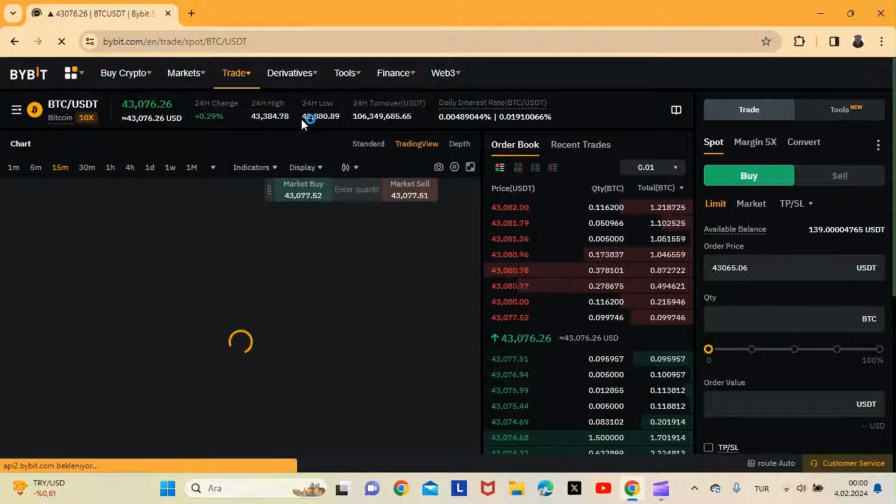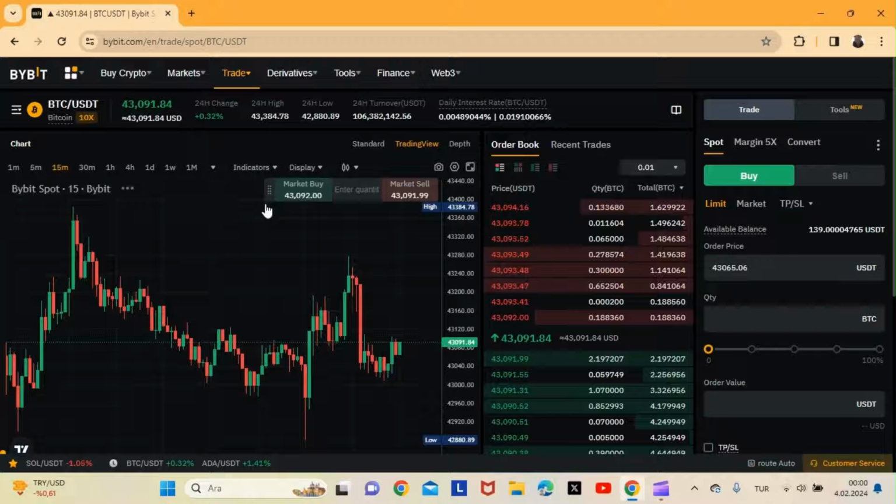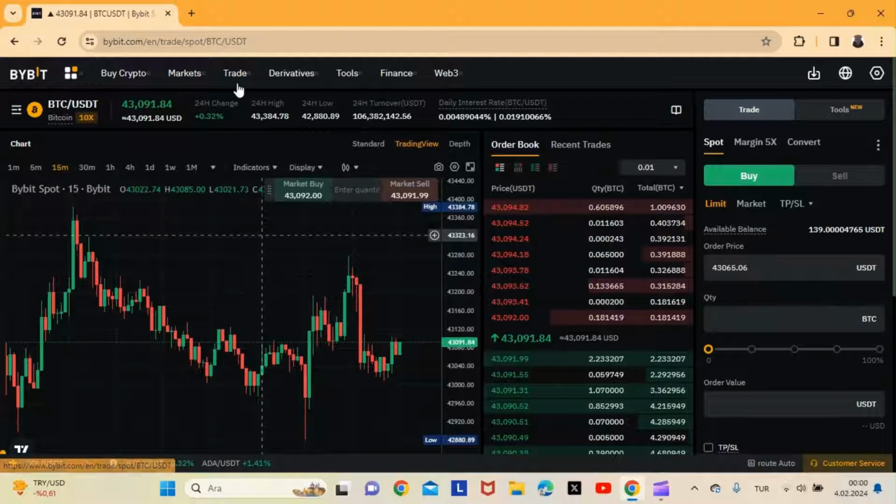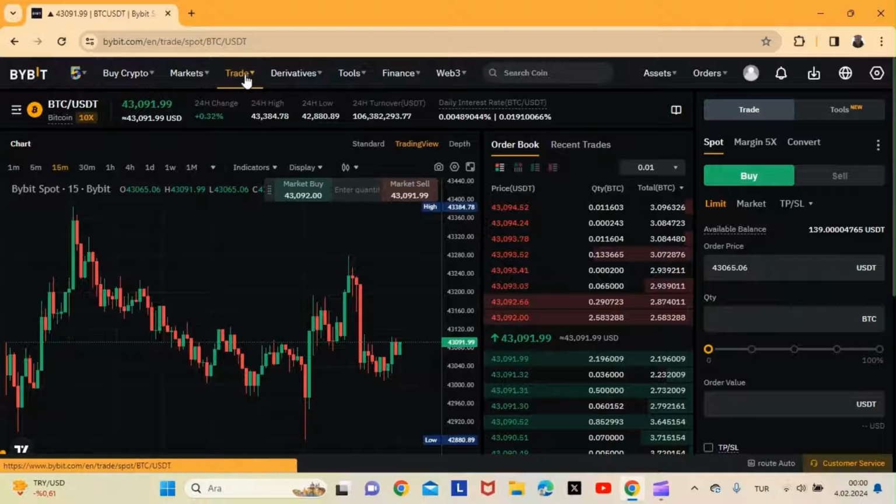So let's just wait for this page to load and I'm going to explain everything you are seeing in this setup. You are going to be able to understand everything. All right, so now guys, this is our spot trading page. Don't forget, you just come to trade and you see spot trading and you tap in here.